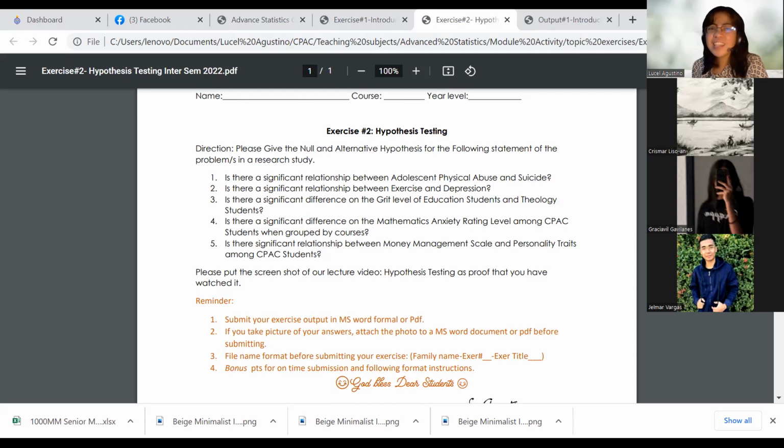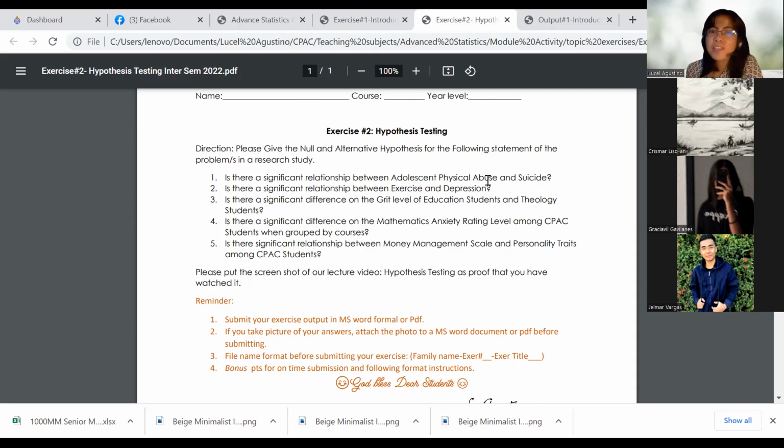For example, there is no significant relationship, or there is a significant relationship. So very easy. Present the null and alternative hypothesis, and please take note of the variables used. Let's say, for example, adolescent physical abuse and suicide. I'm giving you an idea already of what your study could be in the future, for your thesis or research. It is preparation, so you can organize your data.